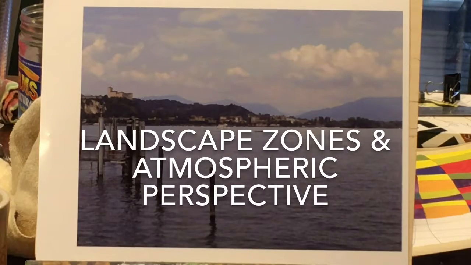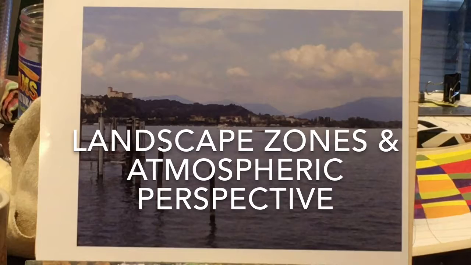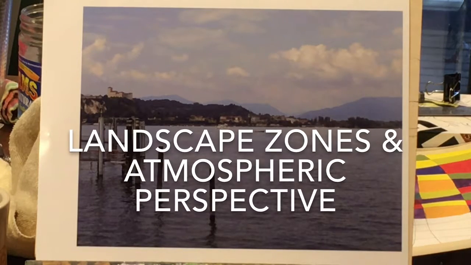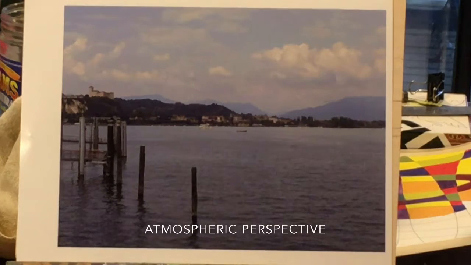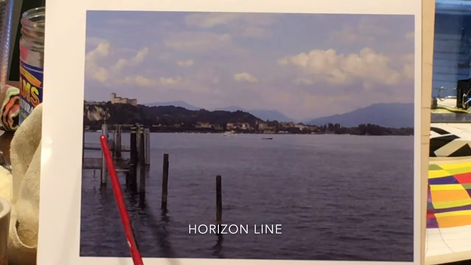Hello art students, today we are going to learn how to use color to create the illusion of depth in a painting. This is also called atmospheric perspective. Atmospheric perspective refers to the effect the atmosphere has on the colors of objects as they are seen from a distance. The objects closest to us, like the dock on the left here, are the most intense, while the objects that are farthest away, like the mountains in the distance, are less intense and more neutralized.